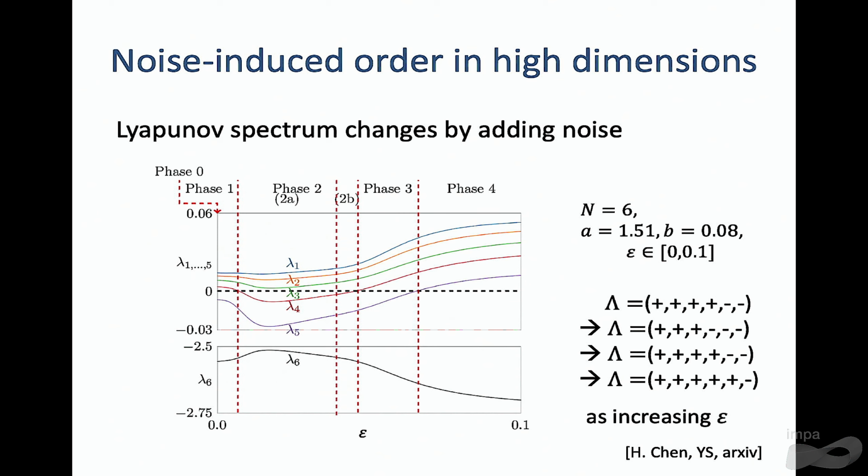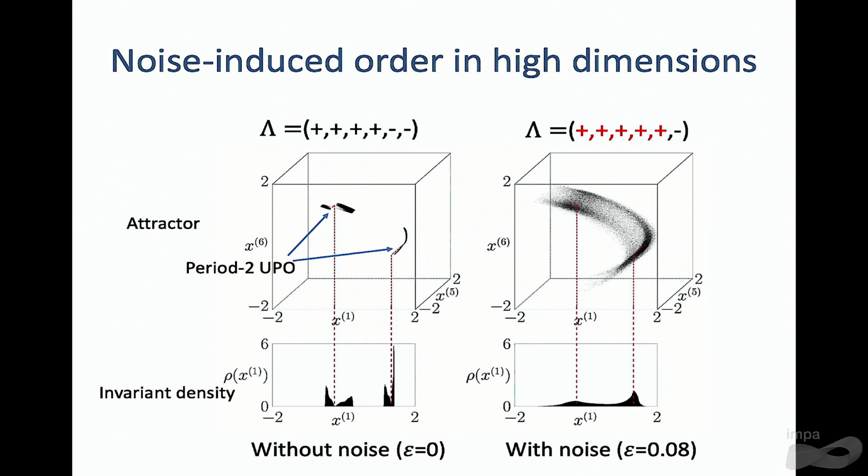Epsilon is the noise level, and at epsilon 0, we have 4 positive Lyapunov exponents. Increasing the noise, we have 3 positive Lyapunov exponents, and then 4 and 5. So this Lyapunov spectrum change is found numerically. And the computation looks very stable, so it's a very natural result for me, at least as a numerical experiment. Right. So we also found counterintuitive phenomena.